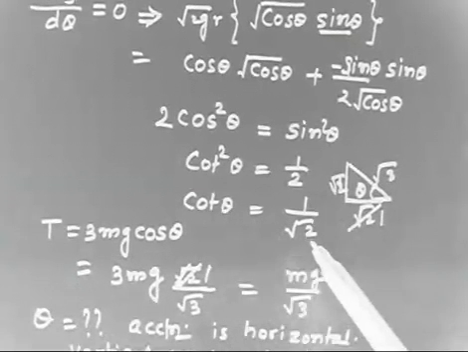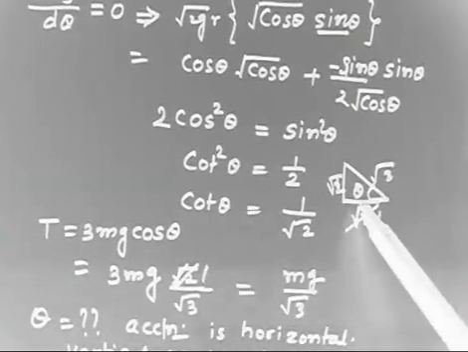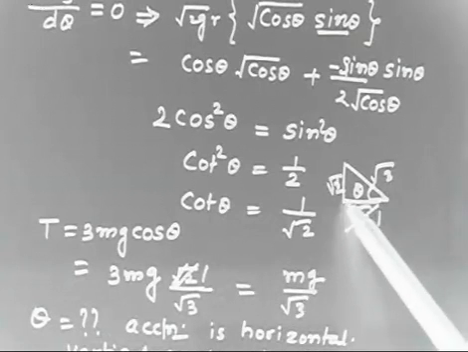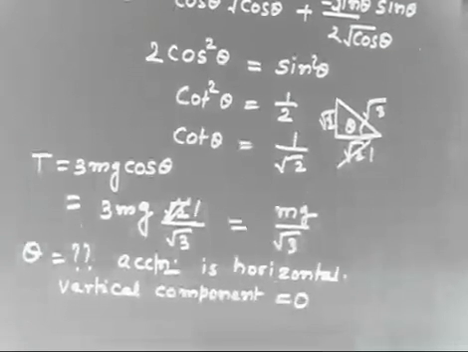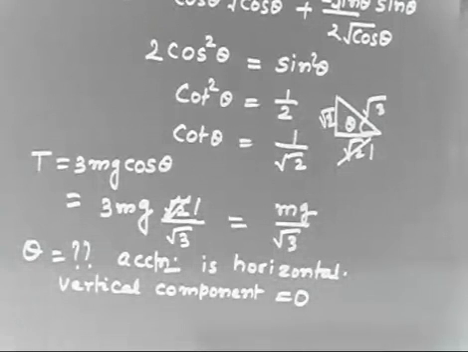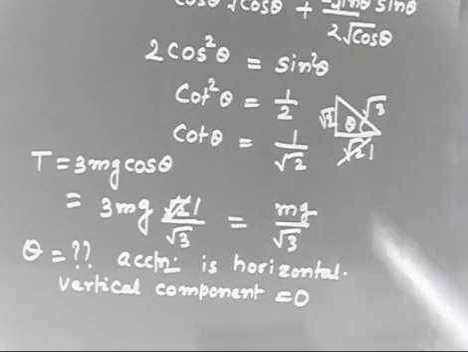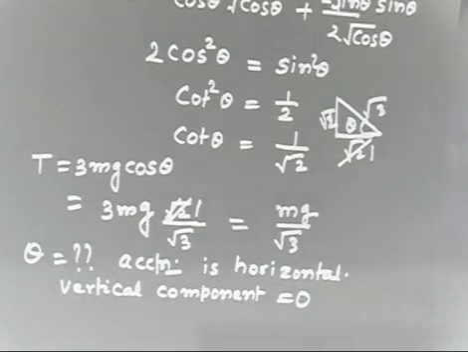Cot theta is 1 by root 2. This means cot theta is base by height, so the base is 1 unit and the height is root 2 unit. Then if you do this, you will find the answer. So this is all about this problem. This is the lengthiest problem. There is a correction in the B part. What is the tension when theta is basically, in this drawing I have some mistake. Okay, we'll go on to the next problem.